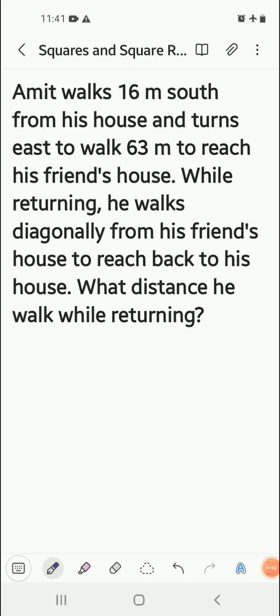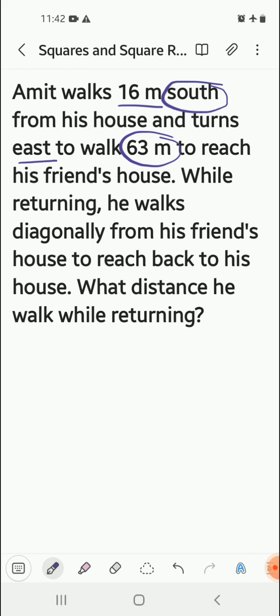Today we are going to discuss another problem from square and square root. The question given to us says that Amit walks 16 meters south from his house and turns east to walk 63 meters to reach his friend's house. While returning, he walks diagonally from his friend's house to reach back to his house.